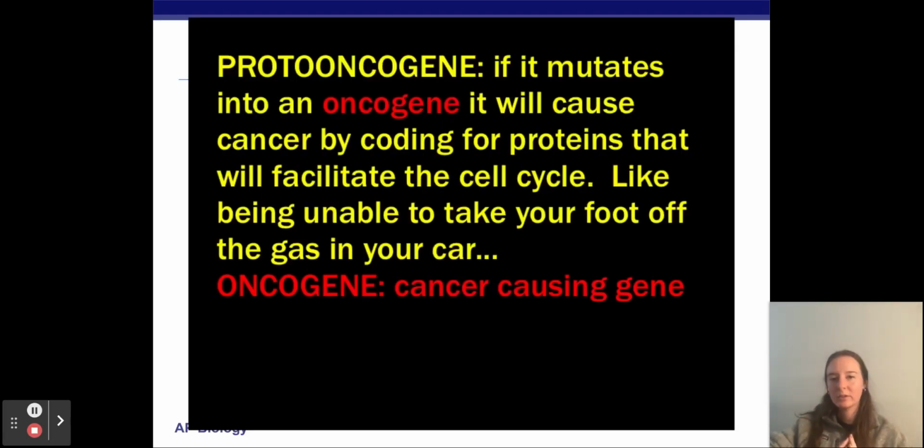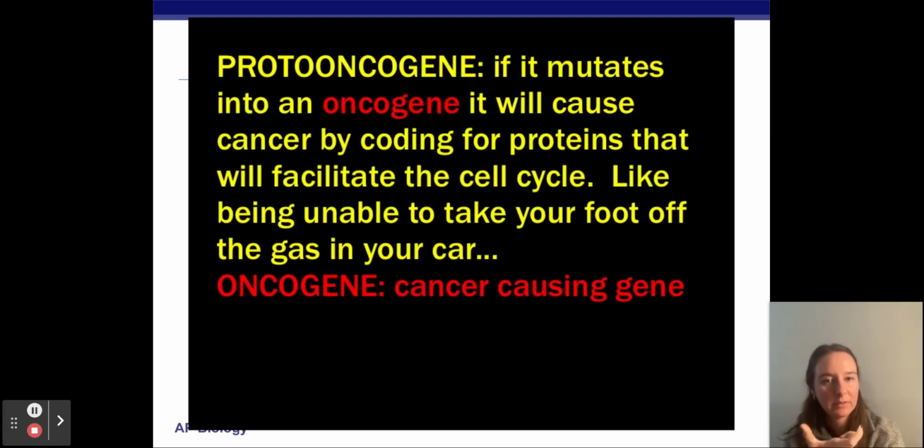So I know that there's a lot of words. I remember I've learned this so many times, and every time I learn it, it makes my brain hurt a little bit. So please write this down, pause if you need, and it will help you understand better. So again, a proto-oncogene, if it mutates, it turns into an oncogene. And what happens, it will cause cancer.